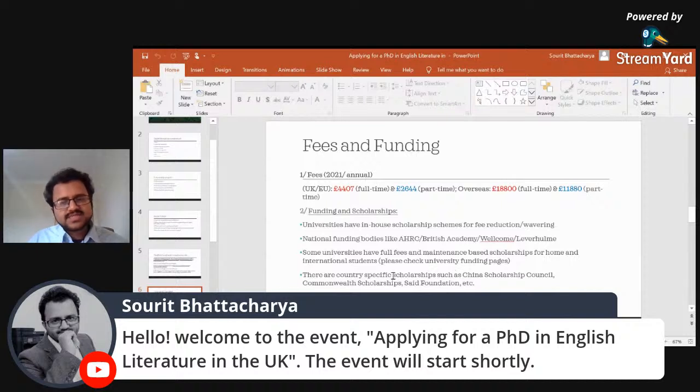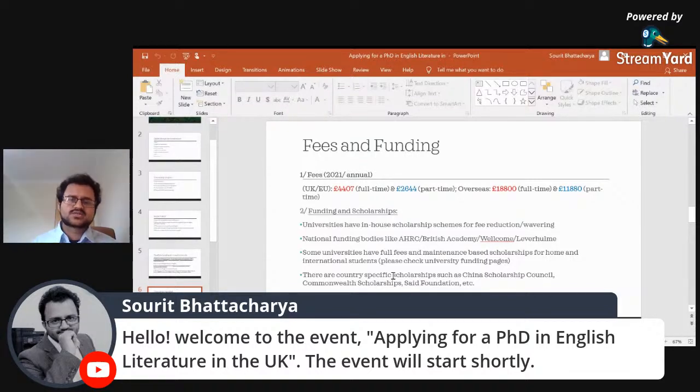There are also country specific scholarships such as China's Scholarship Council, Commonwealth scholarships, Said Foundation, etc. These are things which you bring when you bring scholarships from your own country to study in the UK. Commonwealth scholarships are very popular from a country that I come from, India, and I'm sure many countries which have once formed part of the UK Commonwealth will of course have these scholarships available. And then Said Foundation, for instance, I think is for Palestinian, Jordanian, Syrian sort of candidates.